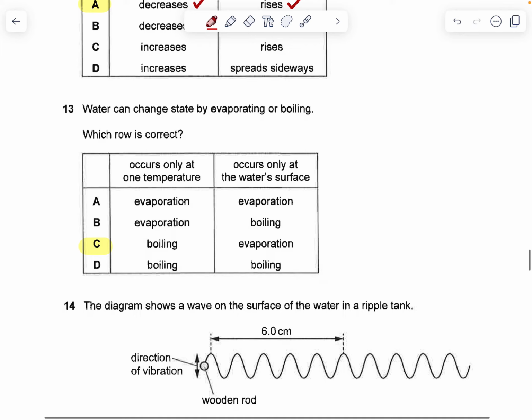Question 13. Water can change state by evaporating or boiling. Which rule is correct? Boiling occurs only at one temperature. In fact, it's at a fixed temperature, at the boiling point only. Whereas evaporation occurs at the water surface. And also evaporation can occur at any temperature above the melting point.